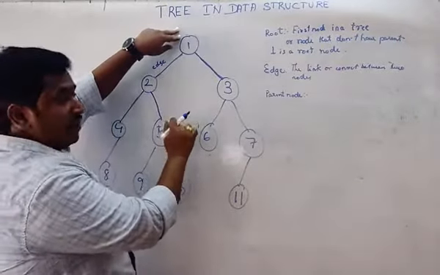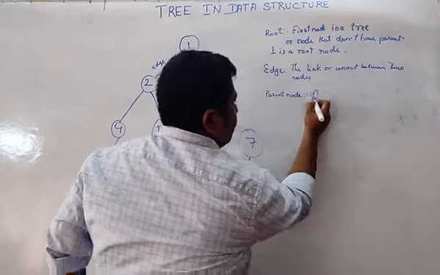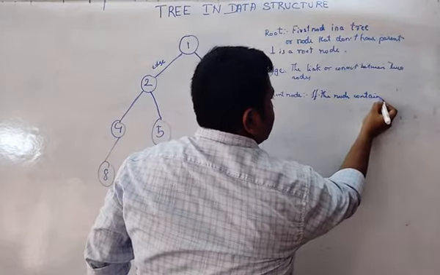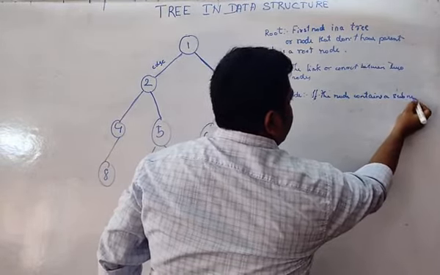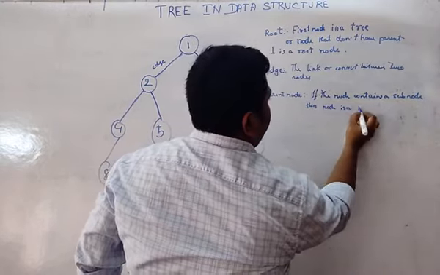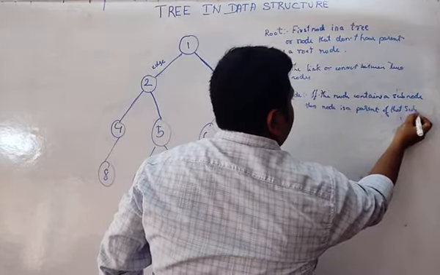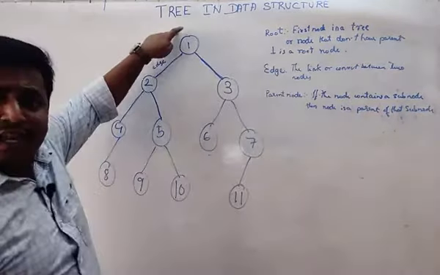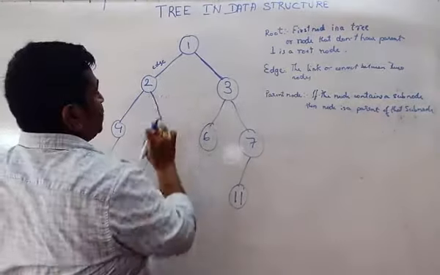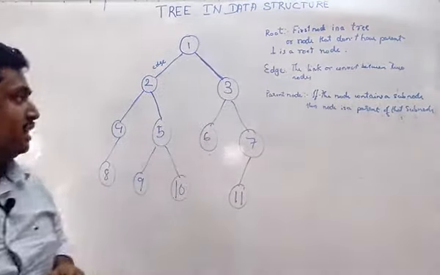So what is our definition? If a node contains a subnode, then that node is a parent of that subnode. See, 1 contains the subnodes 2 and 3. So 1 will automatically become a parent of which nodes? Their subnodes, which are 2 and 3. So 1 is a parent of 2 and 3.